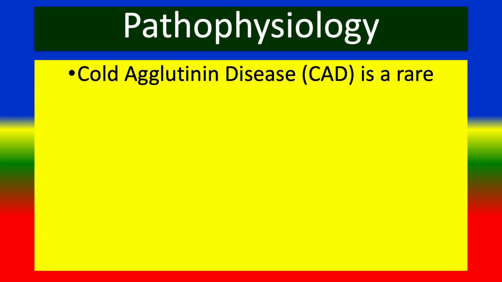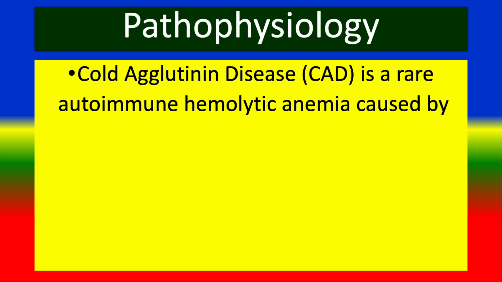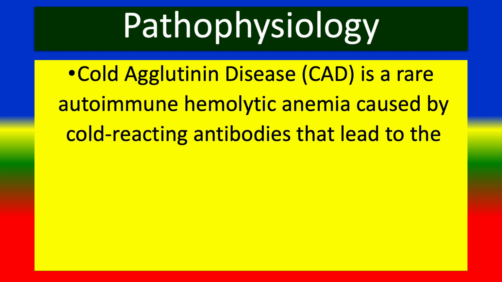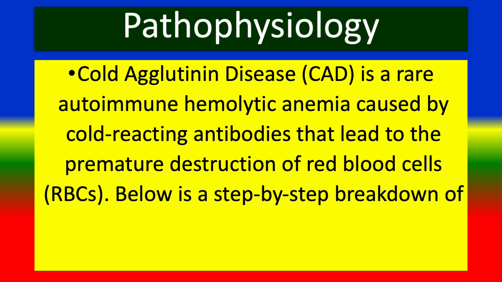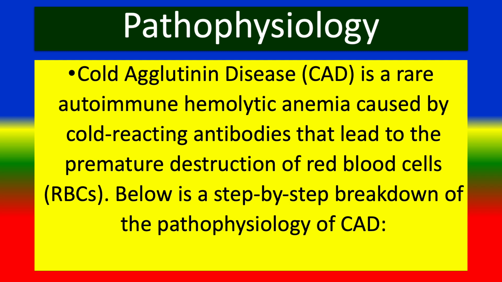Pathophysiology. Cold agglutinin disease is a rare autoimmune hemolytic anemia caused by cold reacting antibodies that lead to the premature destruction of red blood cells. Below is a step-by-step breakdown of the pathophysiology of CAD.